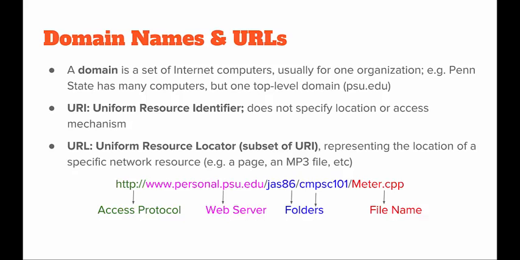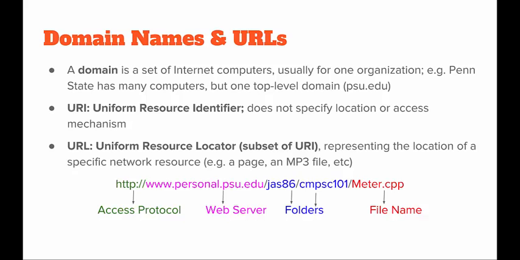Now, two things which allow us to find things on a computer network are URIs and URLs. A URI, or a Uniform Resource Identifier, does not necessarily specify a location or an access mechanism, but is simply a resource identifier. A URL, however, a Uniform Resource Locator, represents the location of a specific network resource, such as a page, an MP3 file, etc.